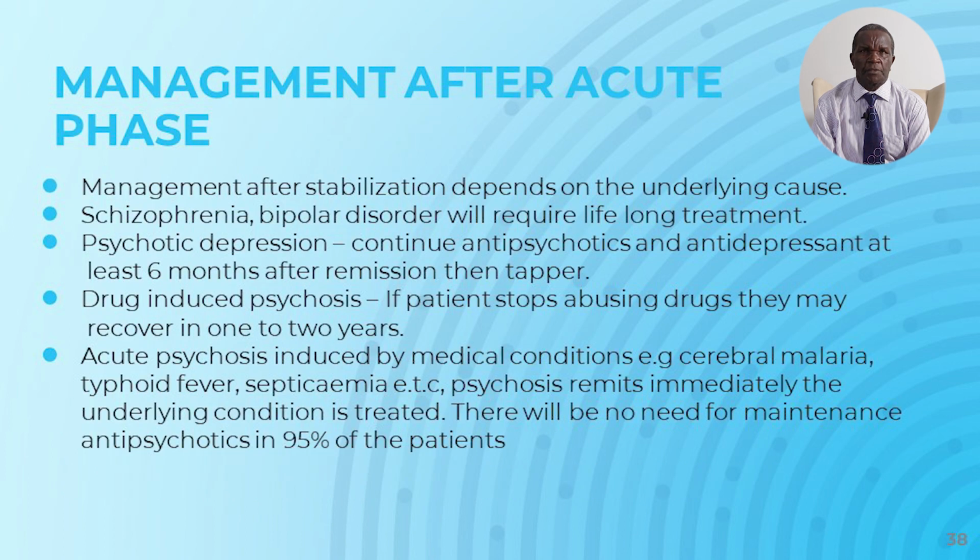Now, management after stabilization depends on the underlying cause. Schizophrenia and bipolar disorders will require lifelong treatment. Psychotic depression, continue on antipsychotics and antidepressants at least 6 months after remission, then start tapering. Drug-induced psychosis, if the patient stops abusing drugs, they may recover in 1 or 2 years. But those who do not stop taking the illicit drugs may not recover.